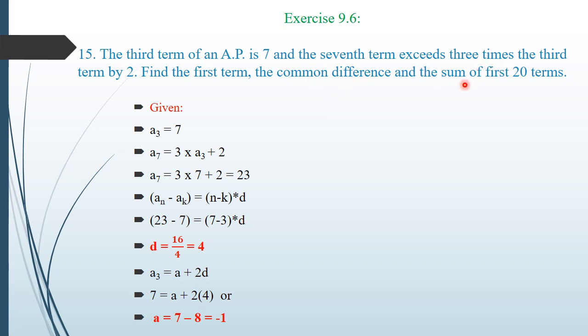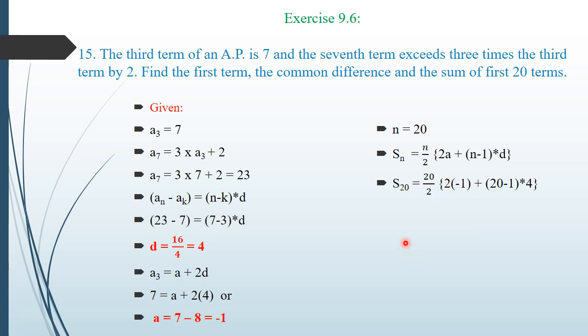Now we need to calculate the sum of the first 20 terms. For that, I'll consider n is equal to 20. Then I know the first term, that is a, I know the common difference d, and I know n is equal to 20. Substituting all these values in this equation, I'll get S20 is equal to 20 by 2 into 2 into, in place of a, I'll substitute minus 1 we just calculated here, plus 20 minus 1 into 4 here.